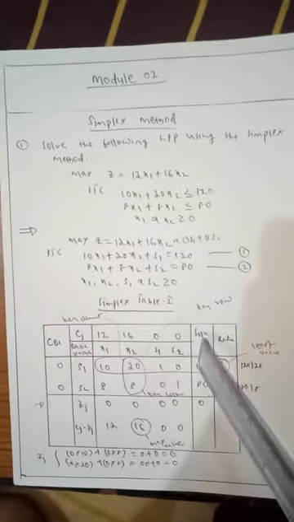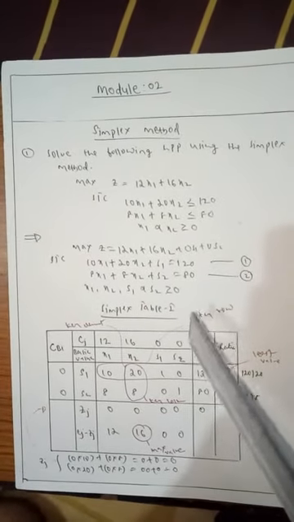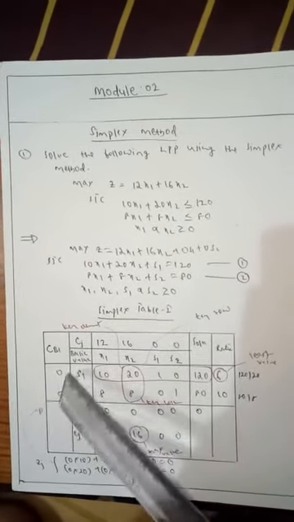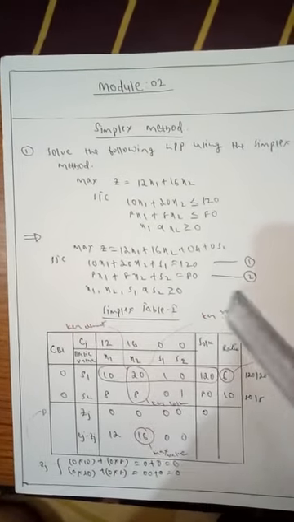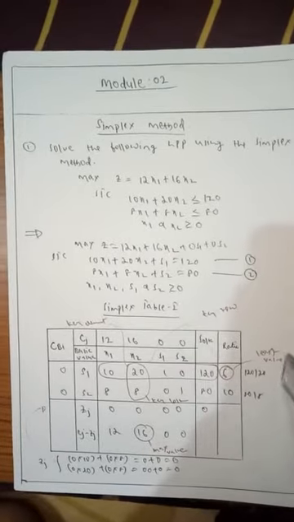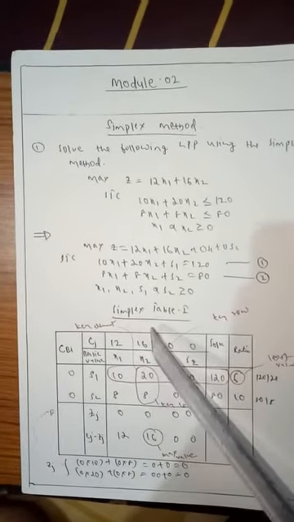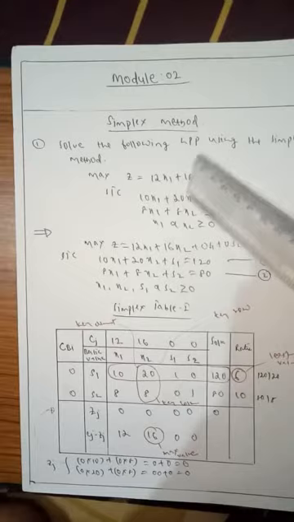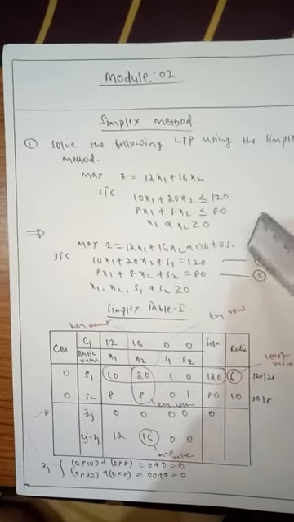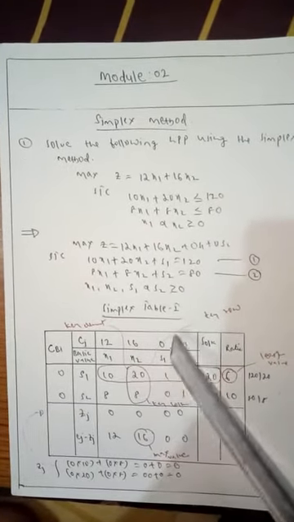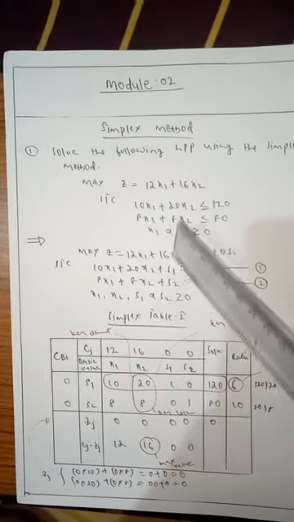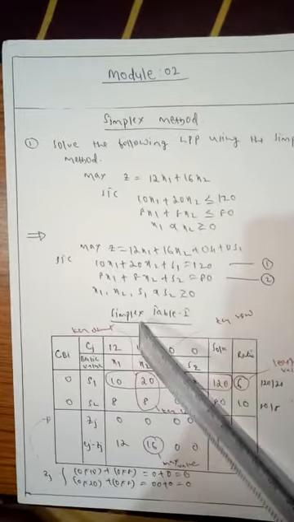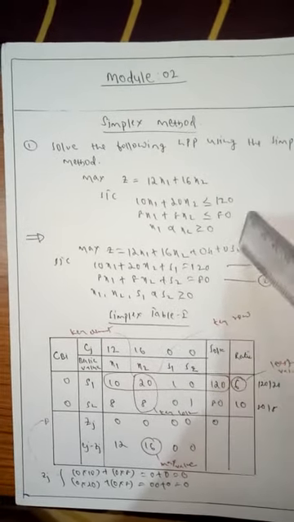Construct a table, which is called the initial simplex table. Here CB means coefficient of basic variable, then the coefficient of the objective, basic variables, solution and ratio. Construct this table, and for the variables you write how many there are: x1, x2, s1 and s2. Write x1, x2, s1, s2 and their coefficients. The x1 coefficient is 12, the x2 coefficient is 16, the s1 coefficient is 0 and the s2 coefficient is 0.